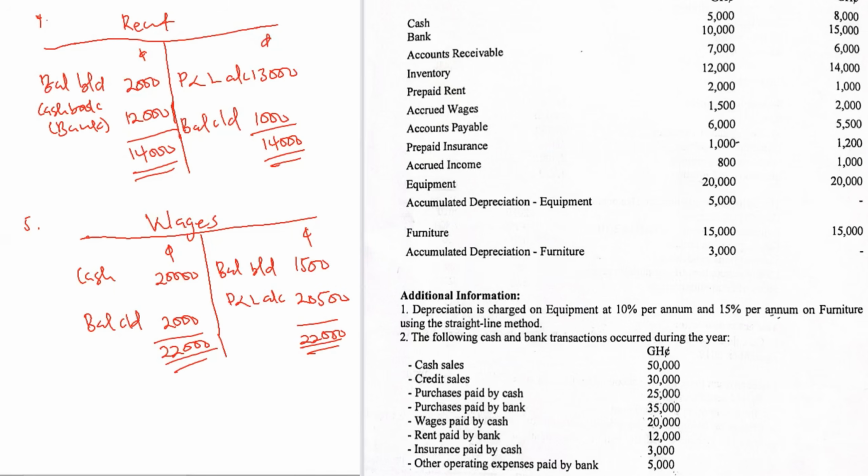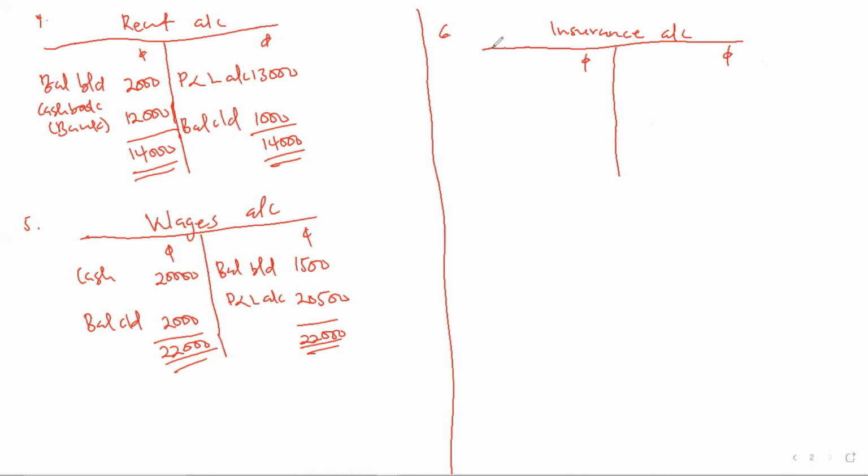Because when you look at the question, you have prepaid insurance. You have two balances there. We have balances on insurance, so we prepare insurance accounts. Insurance account.